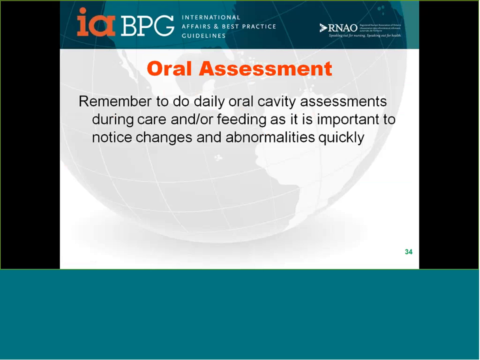So it's important to remember to do a daily oral cavity assessment, either during care or when feeding residents, so that you can pick up on any changes and abnormalities quickly.